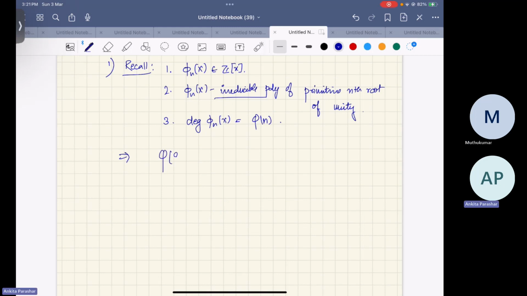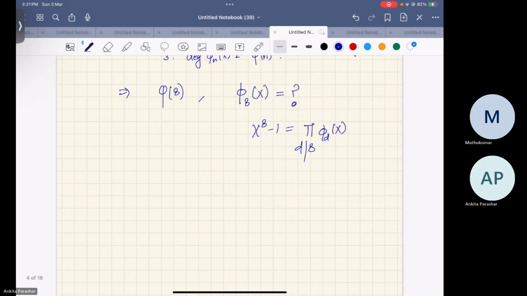Either you compute phi of 8 or you compute the cyclotomic polynomial phi 8x. So let's compute first of all phi 8x. In order to know this, it's not direct how you find it, but you can use this formula: x power 8 minus 1 is the product of phi dx where d divides 8, right? Let me first compute what is the Euler phi function. So what is phi 8?